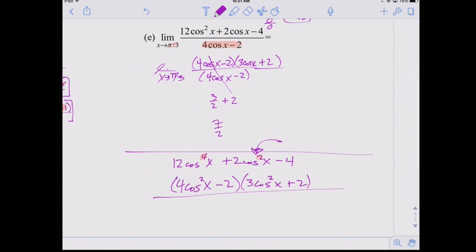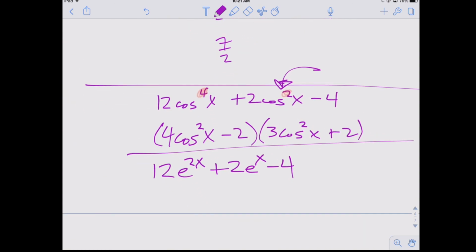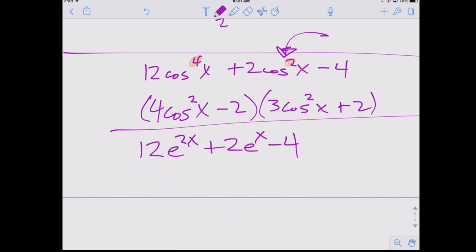What if it were the following? What if it were 12e to the 2x plus 2e to the x minus 4? Would that factor? That's a quadratic now, but not in terms of cosine. It's in terms of e, because notice 2x is twice as big as 1x. That's going to factor into 4e to the x minus 2 times 3e to the x plus 2. So you could factor things that are not just plain old x.